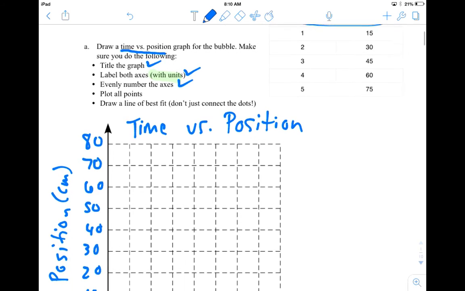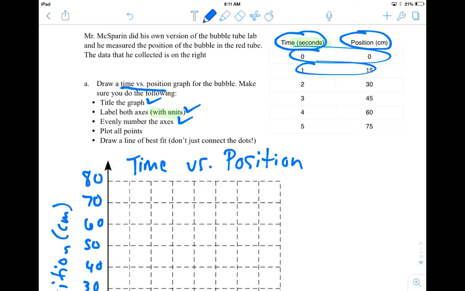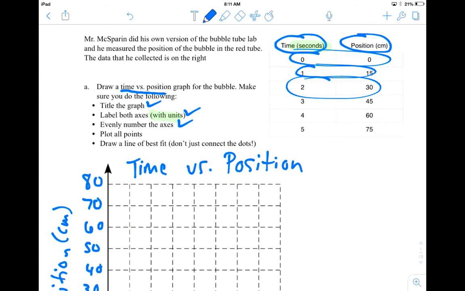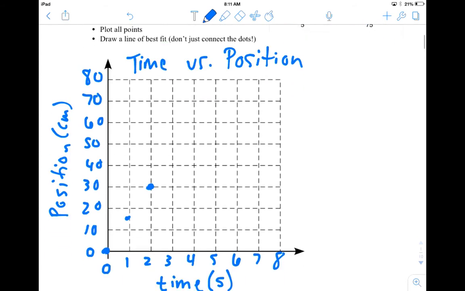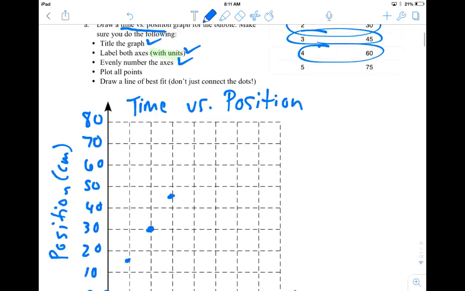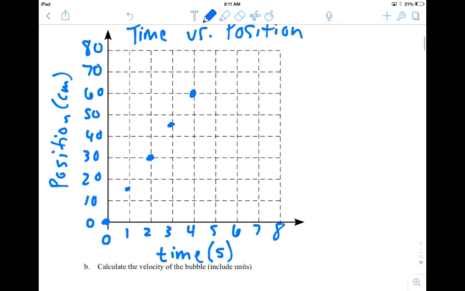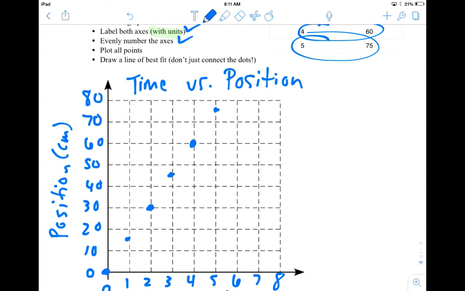Now it says plot all points. So I'm going to go 0, 0. Next I'm going to go 1, 15. Then I go 2, 30. Then I go 3, 45. Then 4 and 60. And then 5 and 75. If you're having trouble plotting points, you really need to raise your hand and ask me, okay? I can explain it in greater detail and really slow down. So make sure that that's something that you're doing well. Okay, so plot the points.